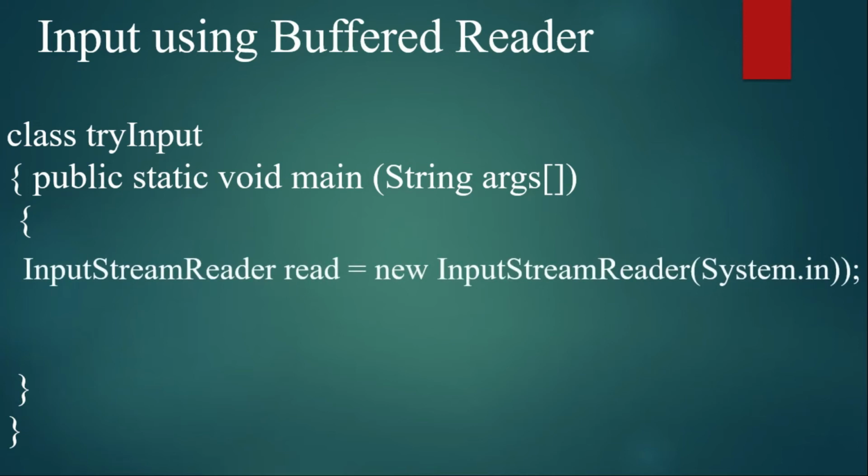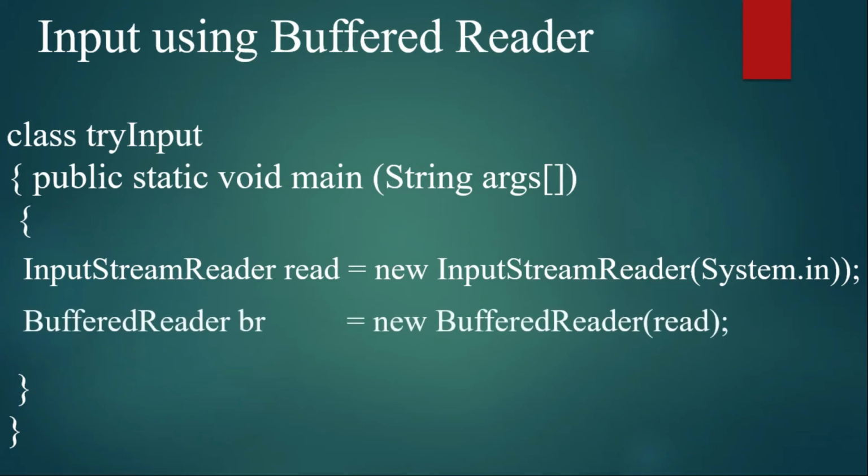InputStreamReader read = new InputStreamReader(System.in). Here read is the object name and we are passing System.in as the argument. Now to create the object of BufferedReader class, we write BufferedReader br = new BufferedReader(read). So here the br is the object name and we are passing the object read as the argument.